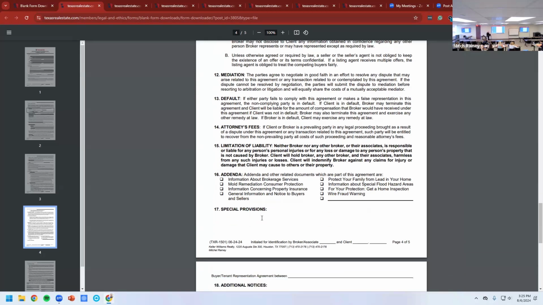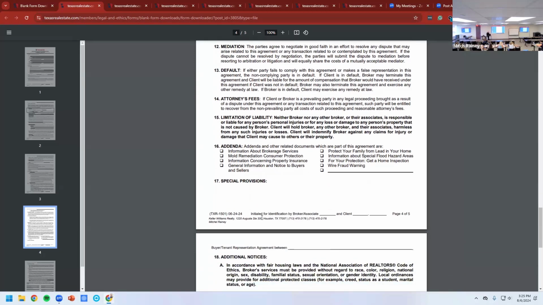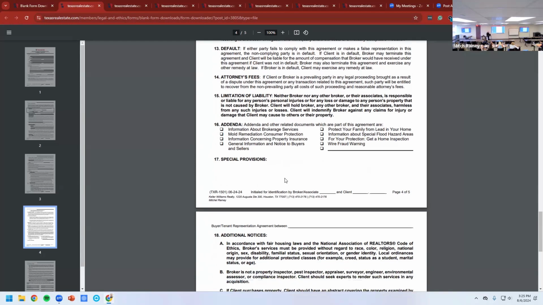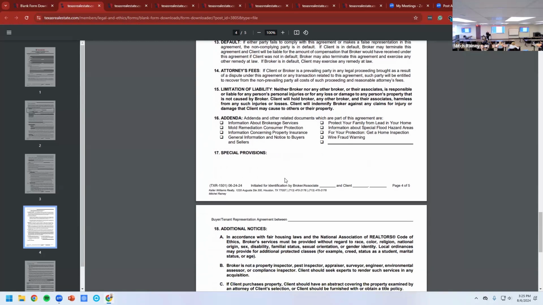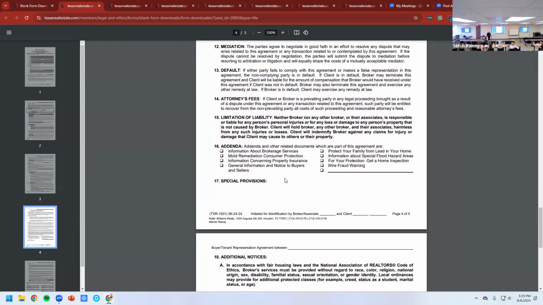Any addenda you're adding to this, you're going to check off here. If you're signing a buyer's representation agreement with a tenant or a buyer, and they decide they're going to bring somebody else along with them to tour the homes. You're one paragraph ahead of me. Okay.